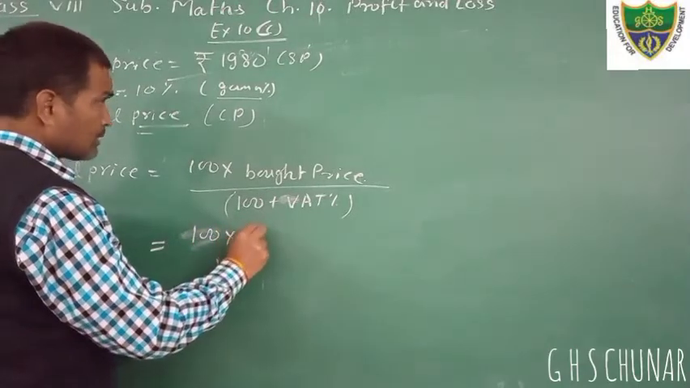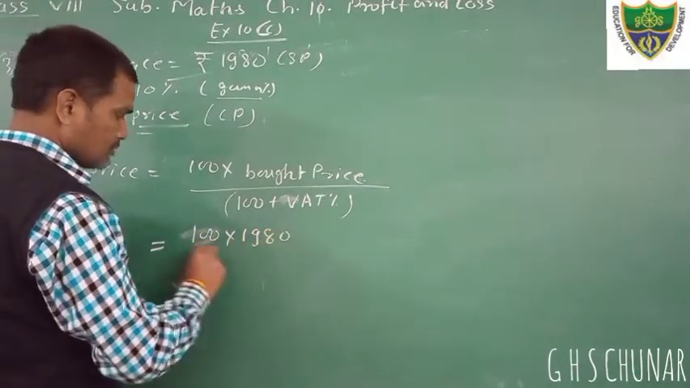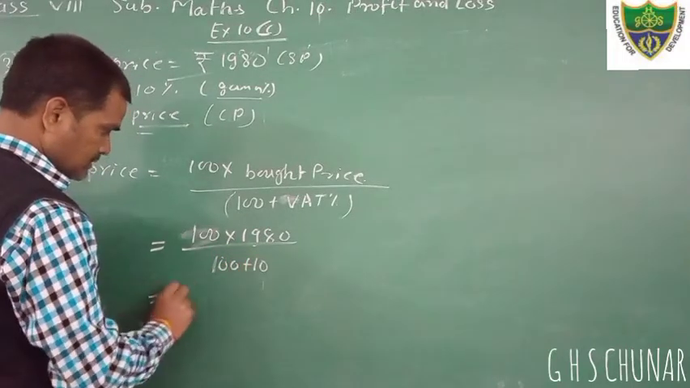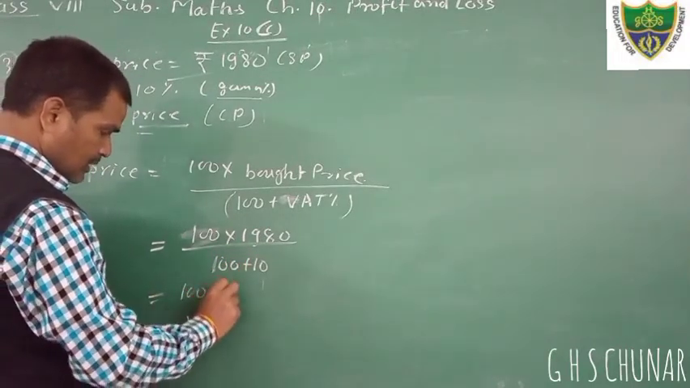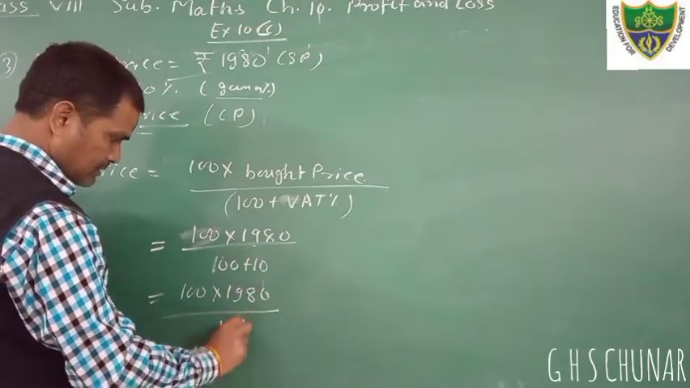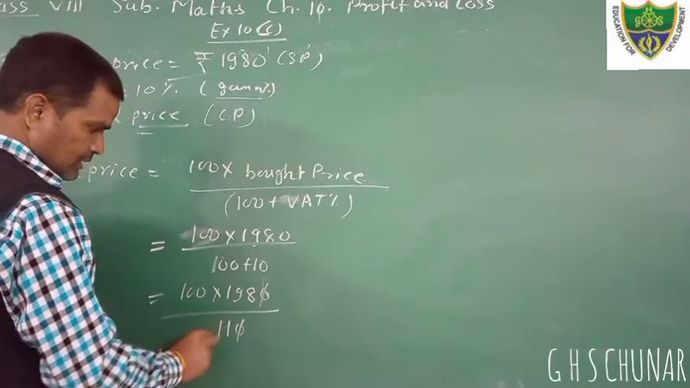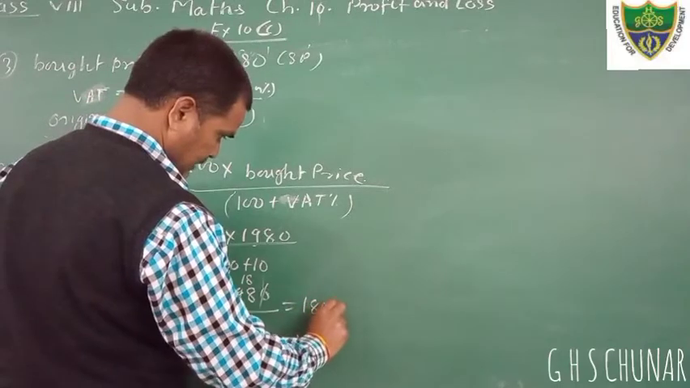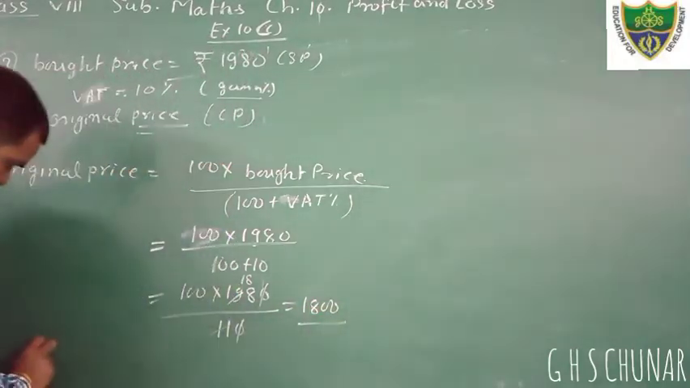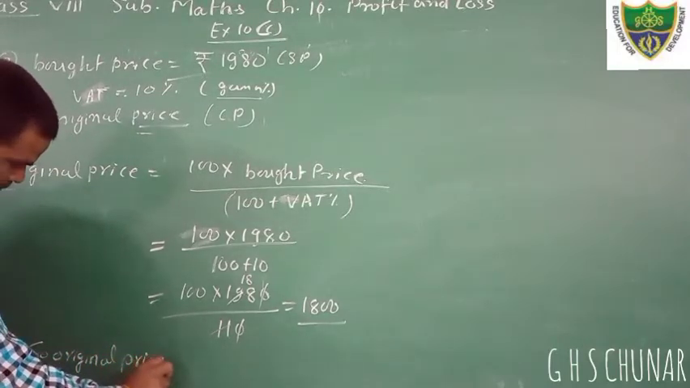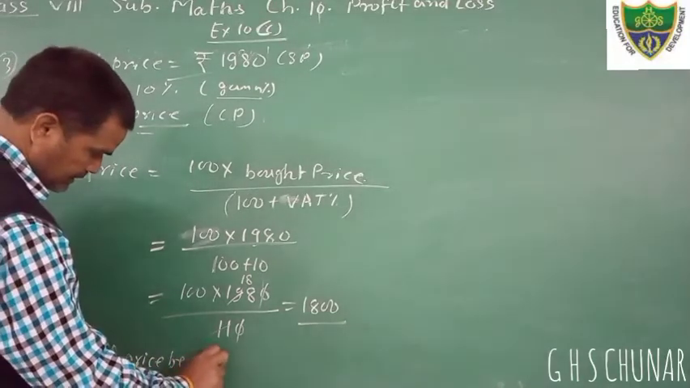That is 100 into 1980 upon 100 plus 10, which is equal to 100 into 1980 upon 110. 0 is cancelled by 0. 11 1 11, 1800. So the original price will be 1800.